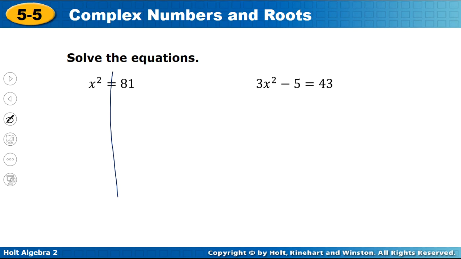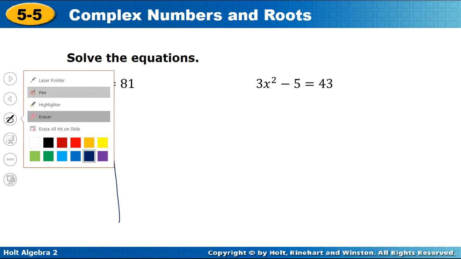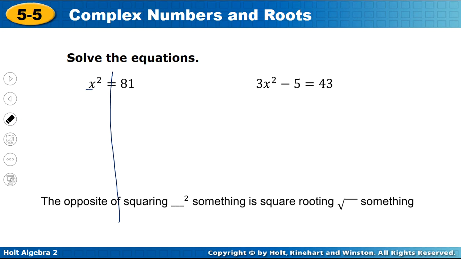If I want to get the x by itself, then I have to remove the square. So just like anything else when I'm solving, what's the opposite of squaring something? The opposite of squaring something would be to square root something. So if I square root the left side, I'll remove my square because those things cancel out. If I square root the right side, of course, I have to do it to the left.